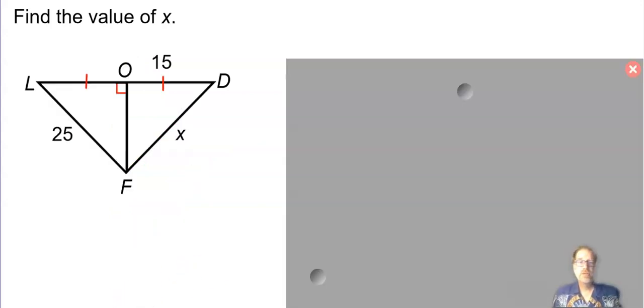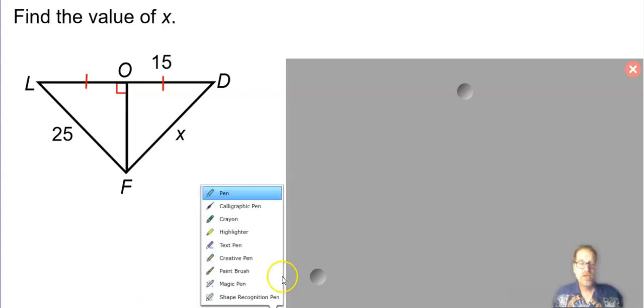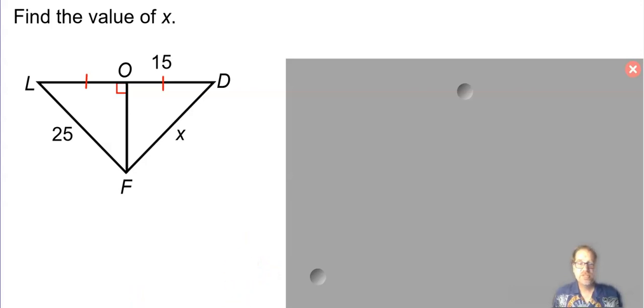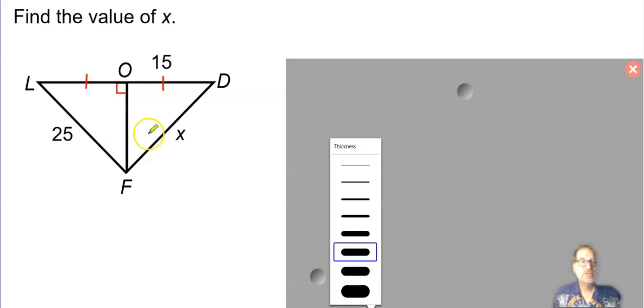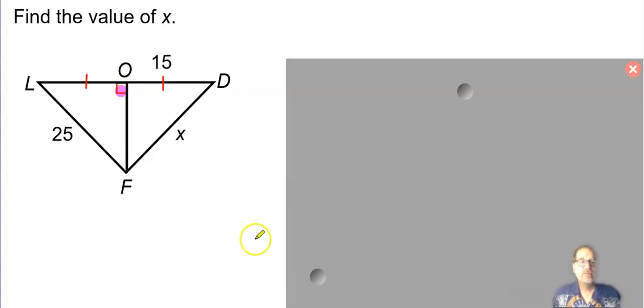Let's try another one. Now, if you didn't figure it out, you're going to have to draw these pictures in by yourself. So hit pause, draw in these pictures, and let's go from there. So again, I have got a perpendicular bisector inside this triangle. I know this is a perpendicular bisector because right here I have a right angle, and this side LD got cut in half, and I know that because of the ticks.